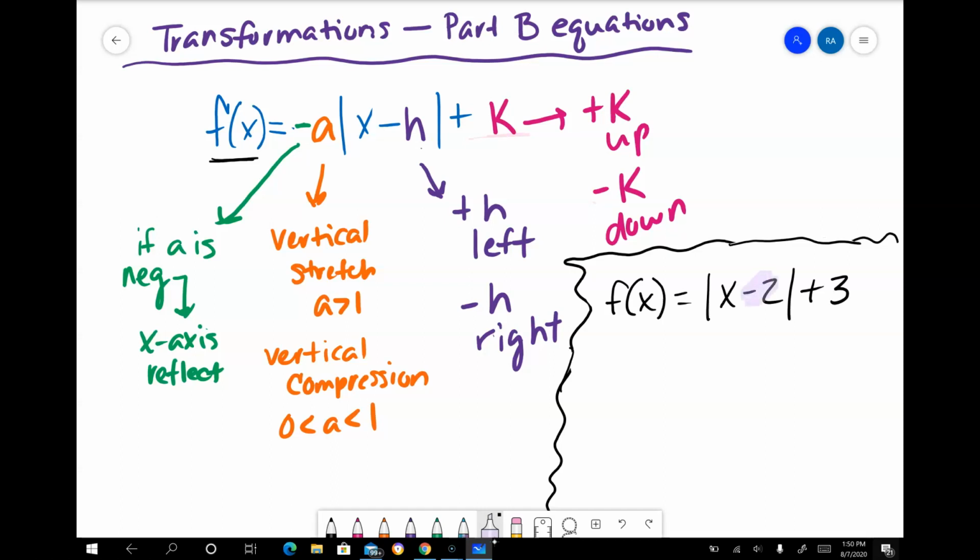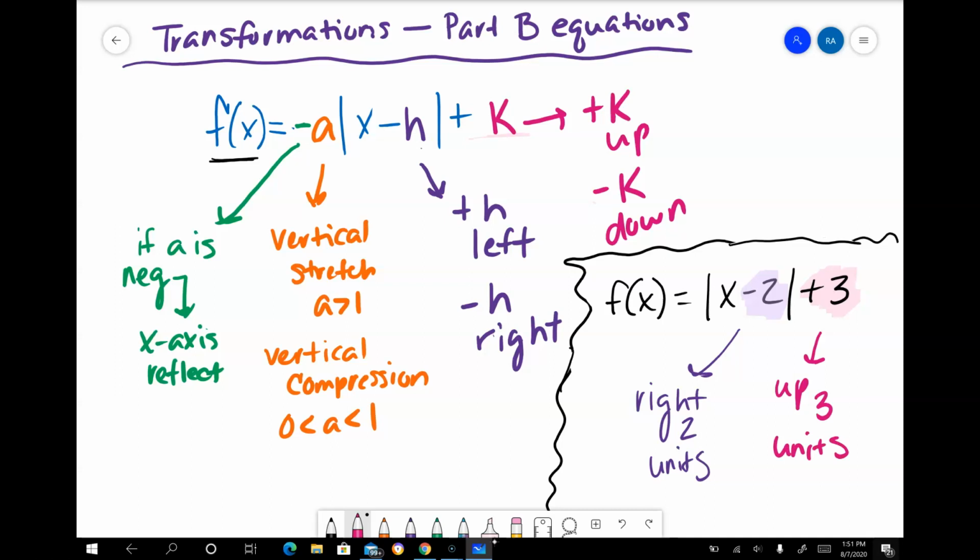There is a -2 in there with your x. So that -2 is going to be your h value, and that is going to mean we went right 2 units. Okay. Next is our k value, and we do have a k value. It's a +3, and that means that we went up 3 units.